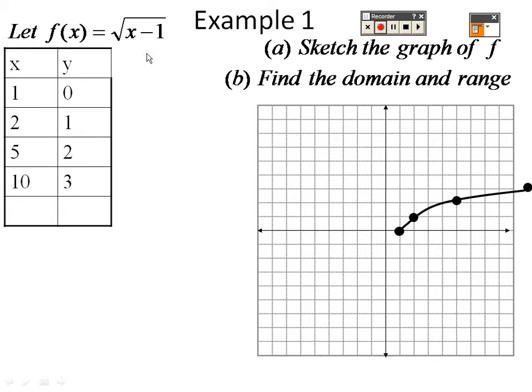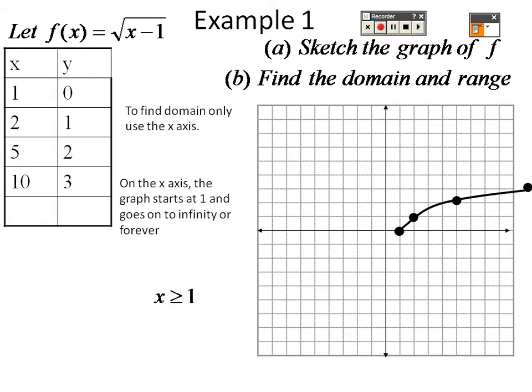Find the domain. You can just do that right here, like we said before. Under root has to be greater than or equal to 0. So x has to be greater than or equal to 1. So we'd write that from 1 to infinity. And notice, it goes from 1 over to infinity.